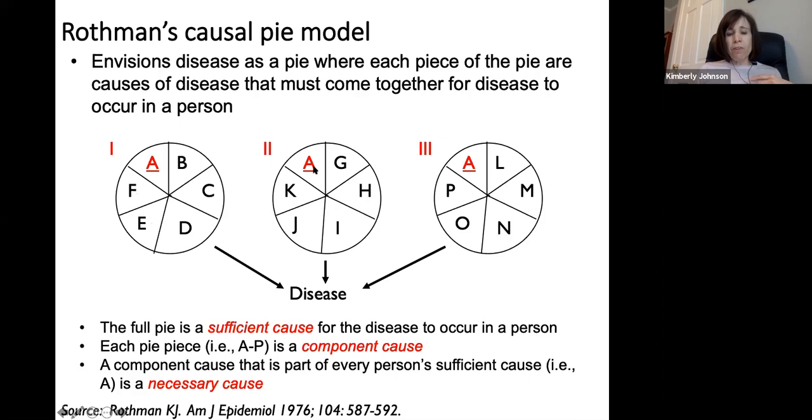So this works well for infectious diseases. A would be the necessary cause in this illustration, because we know that infectious diseases are caused by specific infectious agents. Like for HIV, you don't get acquired immunodeficiency syndrome without being infected with HIV. So HIV would be a necessary cause for acquired immunodeficiency syndrome.